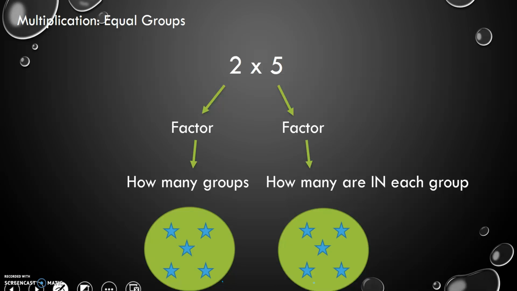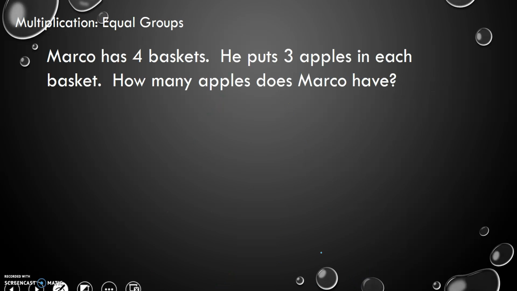Now, to get my answer, I can either count them all, 1, 2, 3, 4, 5, 6, 7, 8, 9, 10, or I could count by 5s, 5, 10. Either way, my answer is going to be 10. The answer in a multiplication problem is called the product. So let's look at multiplication in a word problem.